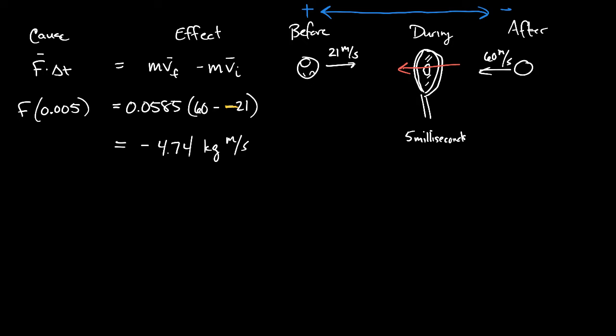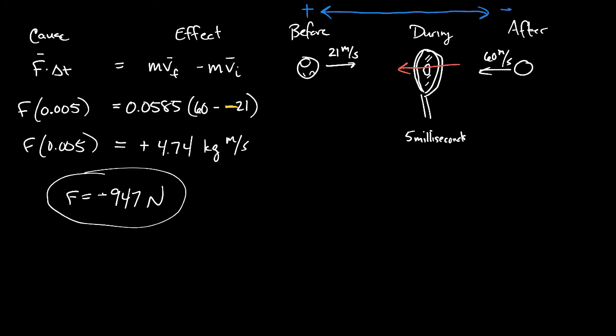Now that's the impulse. It is expressly positive. So if I wanted to find the force, not a whole lot to do here. Divide by 0.005. So I don't know, 900 and something? 947 newtons. Lots of force. Of course, there's an equal and opposite force on the racket.